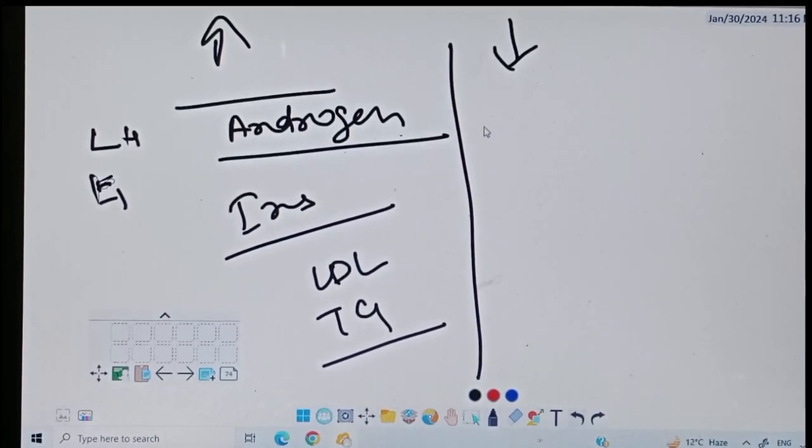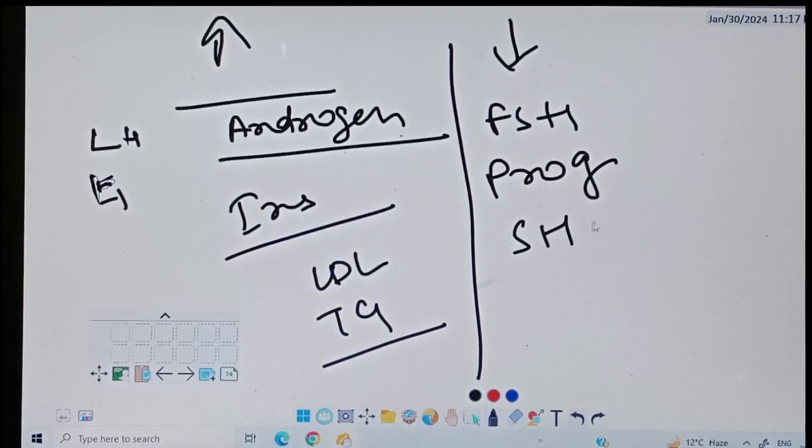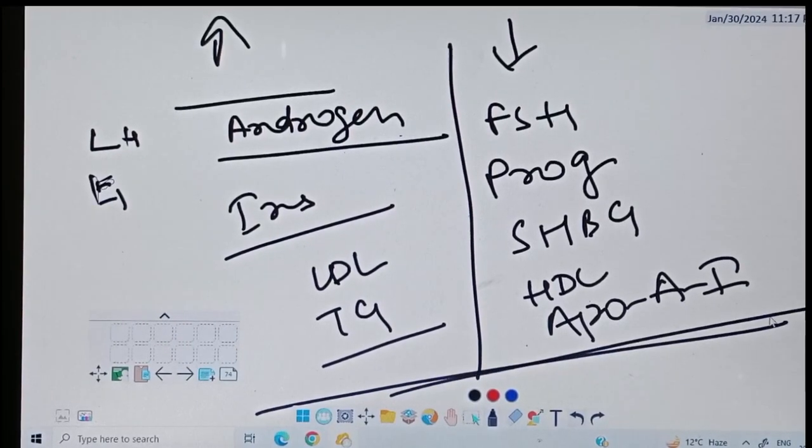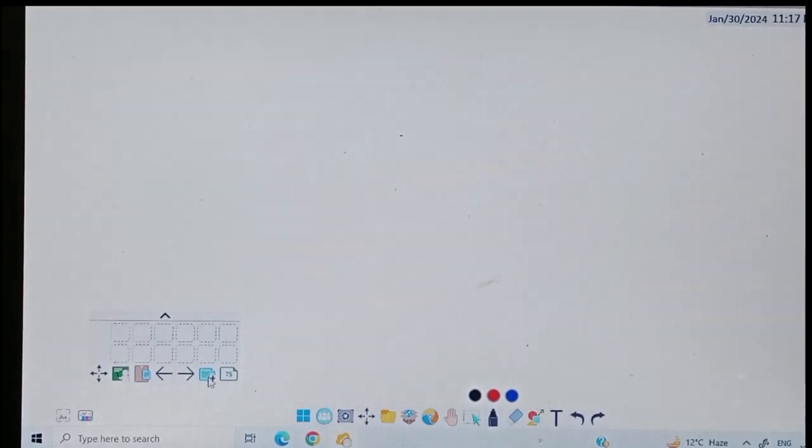Now what are the things which get decreased? First is FSH, next is progesterone, next is sex hormone binding globulin, fourth is the good cholesterol, that is HDL, and apoprotein A1. So we have talked about the pathophysiology, the hormonal changes, and the long-term consequences. Now we'll go on to the treatment part.